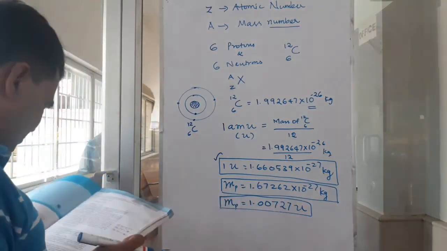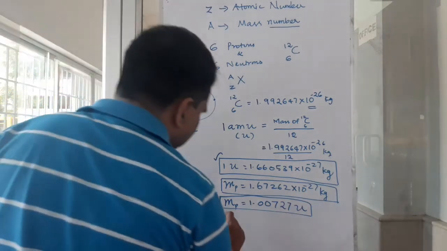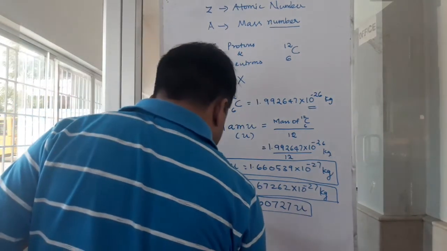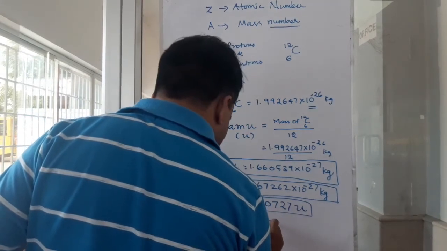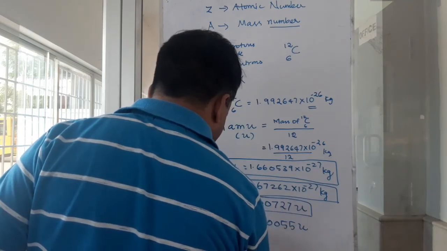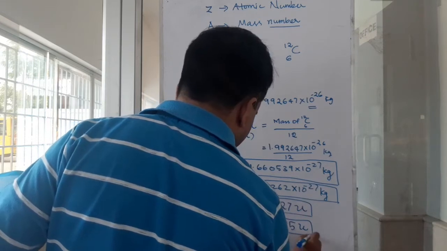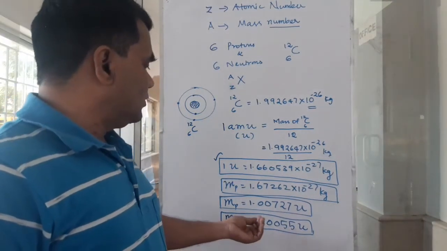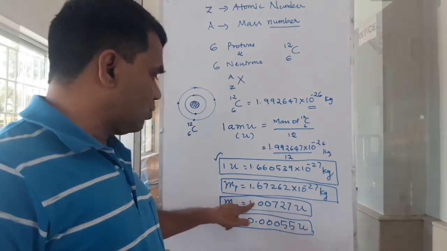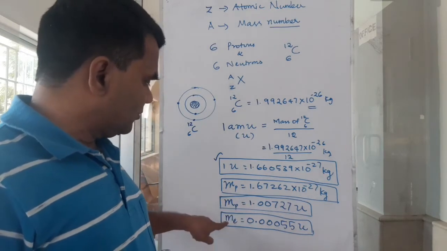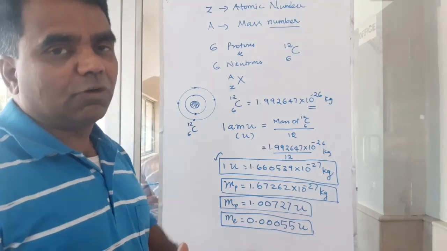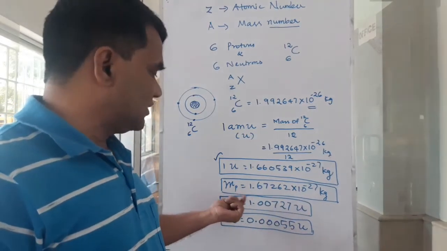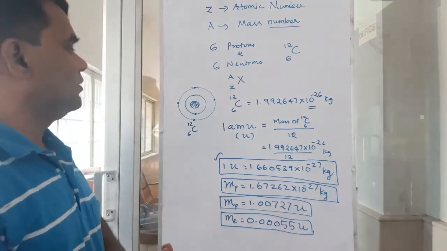For example, what would be the mass of an electron? The mass of an electron is equal to 0.00055. You see, it's almost 0. Mass of proton is almost 1. Mass of electron is almost 0. So for all practical purposes, when you do your calculations, we will be taking MP as 1 and ME as 0 mass. This is how it is, even though they have a mass.